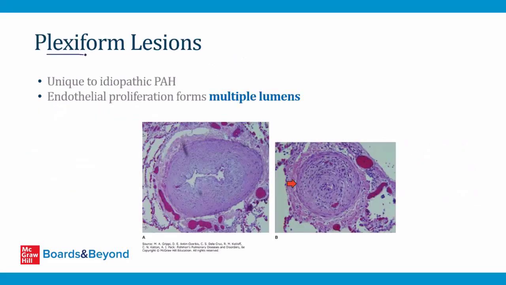Let's talk about plexiform lesions. So these are a pathfinding that's unique to idiopathic pulmonary arterial hypertension. Plexiform lesions are caused by significant endothelial proliferation to the point that the blood vessel develops multiple lumens. So this is a nice picture over here on the left side. You can see that there's so much proliferation of cells that you're developing multiple lumens. It almost looks like there are 2 lumens here. And that's a plexiform lesion, a unique pathfinding in idiopathic pulmonary arterial hypertension.